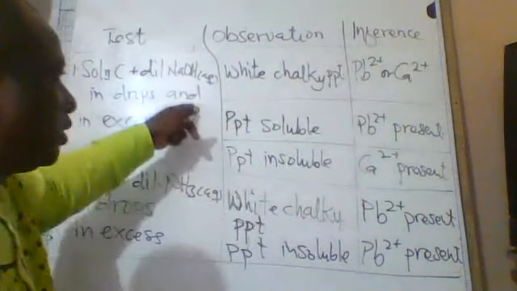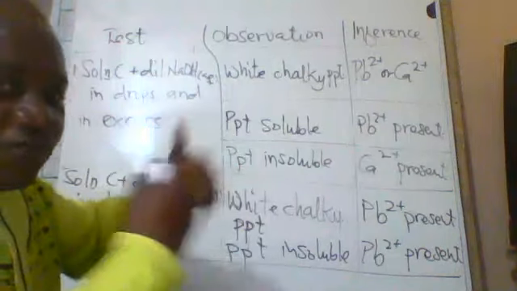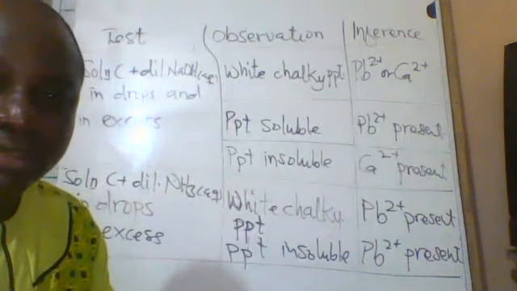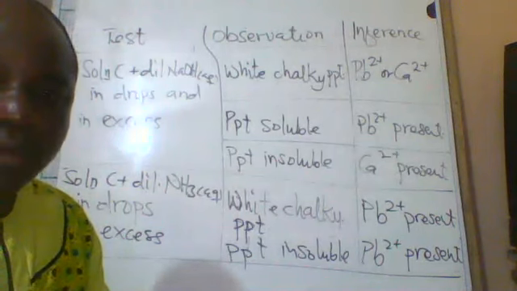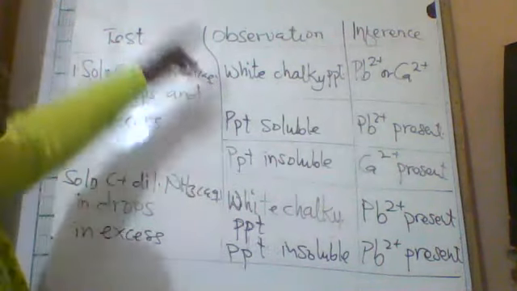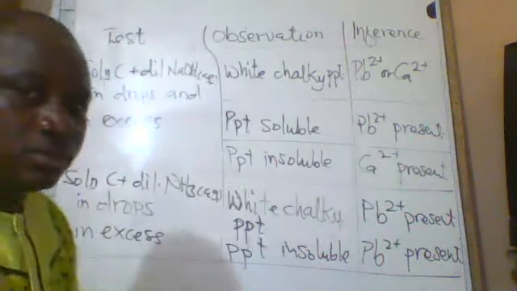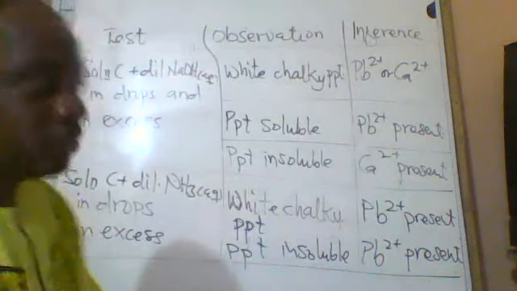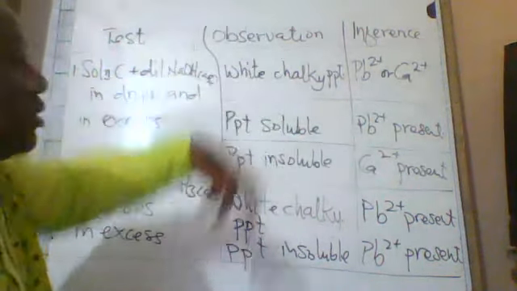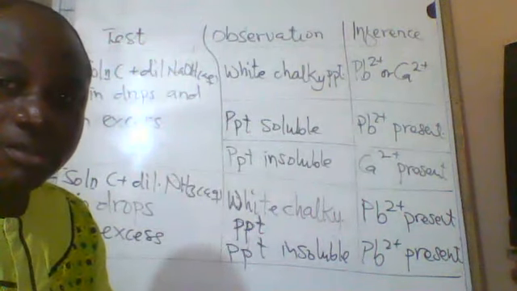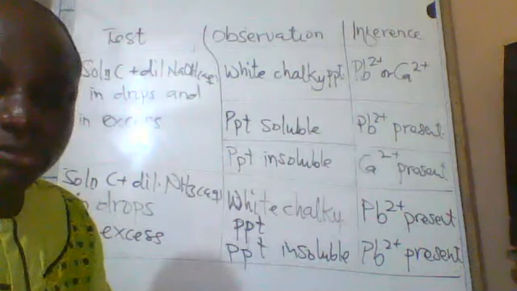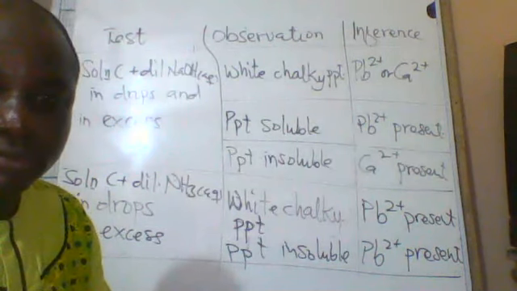Because we can use sodium hydroxide to differentiate between lead and calcium. But we cannot use sodium hydroxide to differentiate between zinc and aluminum. With the lead and the calcium, we can use the sodium hydroxide because one is soluble in excess and one is insoluble. So that can be used.